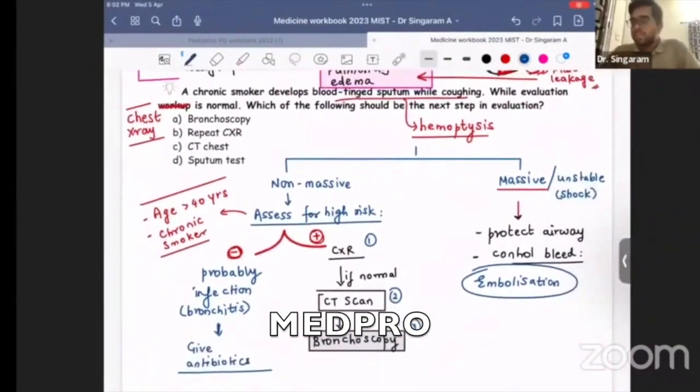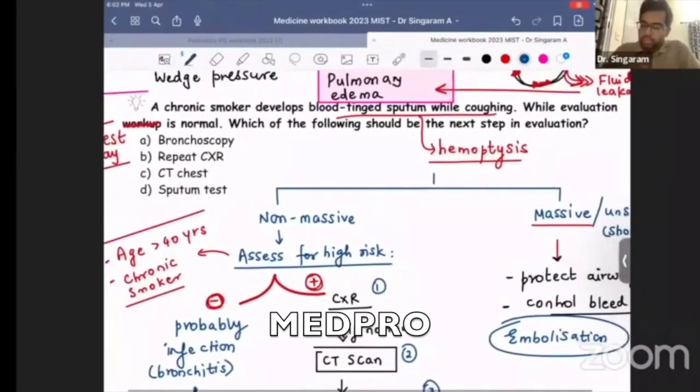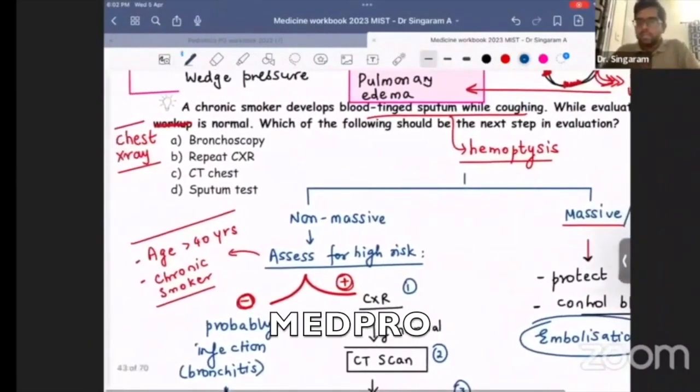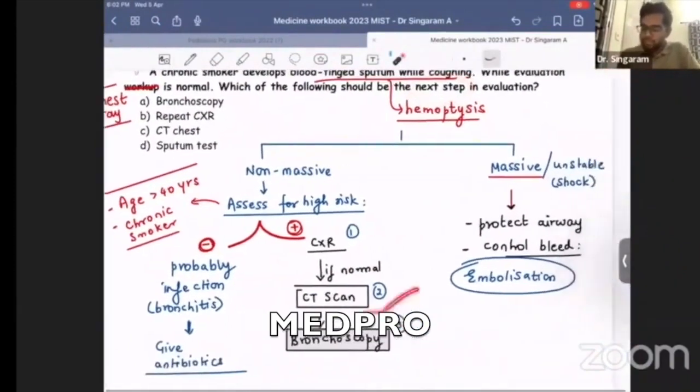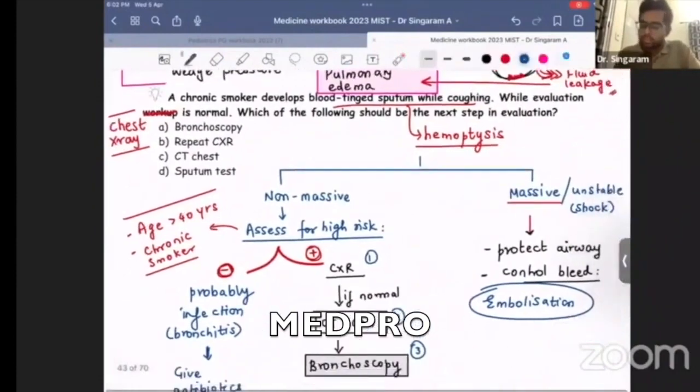Based on this, a question had come. So now look at the question again. A chronic smoker develops blood in the sputum while coughing. On evaluation, the chest X-ray is normal. That means we have already come to this stage. When the chest X-ray is normal, what should be the next step in the evaluation? Obviously, the next step will be CT scanning. Are you able to follow this? The answer for this question is going to be option B, sorry, option C, CT chest. Are you able to understand this, doctor?